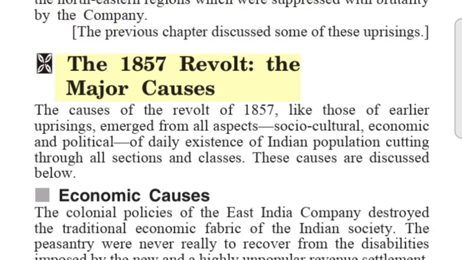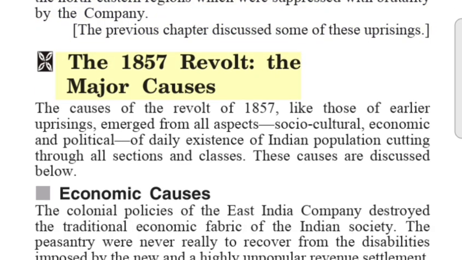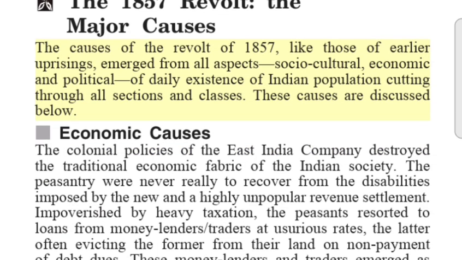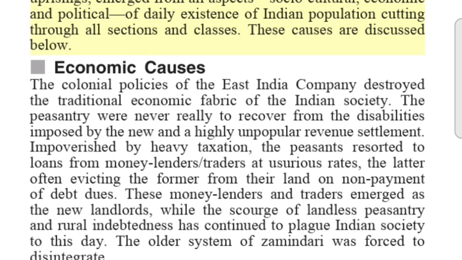The 1857 revolt. The major causes. The causes of the revolt of 1857, like those of earlier uprisings, emerged from all aspects, socio-cultural, economic and political, of daily existence of the Indian population, cutting through all sections and classes. These causes are discussed below.